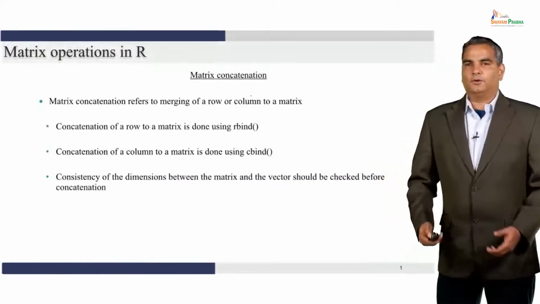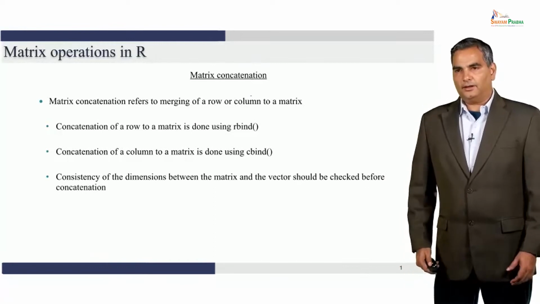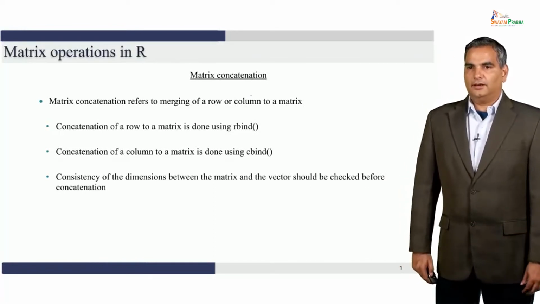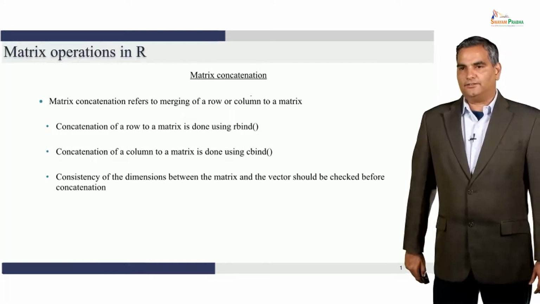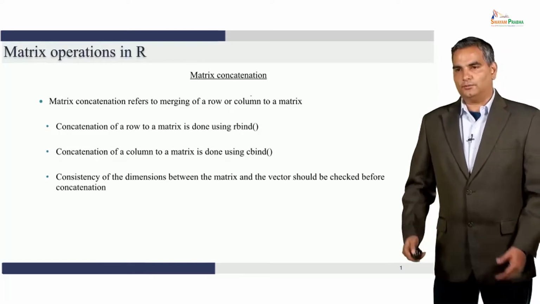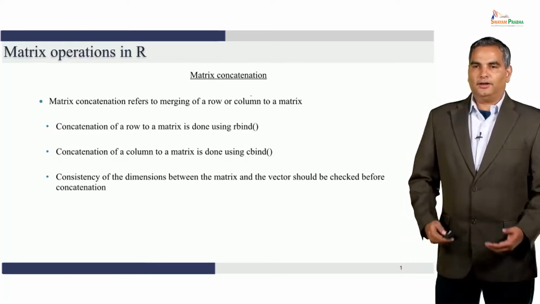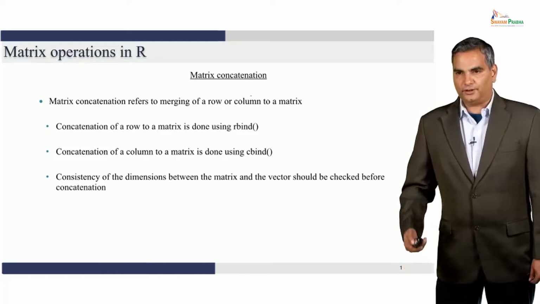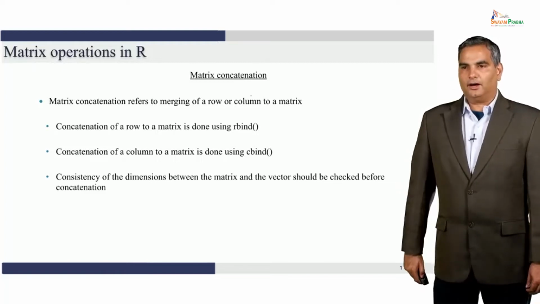So we will look at more matrix operations in R. So we'll first start with concatenating matrices. Matrix concatenation refers to either merging rows or columns to a matrix. If you already have a matrix and you want to increase the number of rows of the matrix with specific rows, you could use the command rbind.